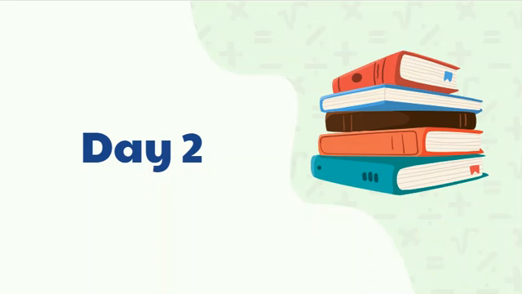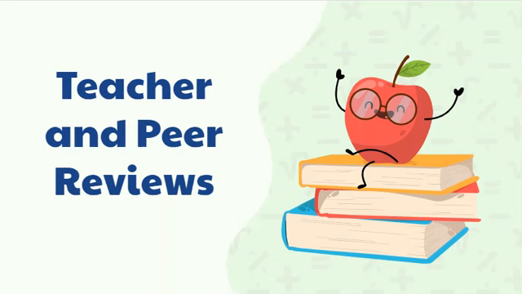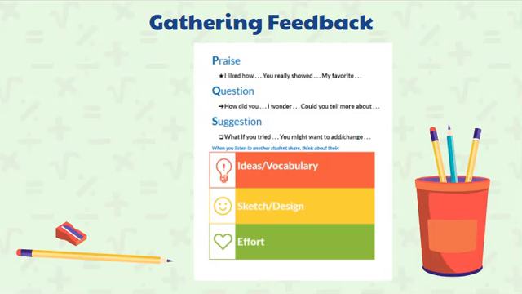Day 2. When possible, make time for feedback. On day 2, students can gather feedback from you and their peers. Have the students turn to the feedback guide located on the last page of the Students' Lit Lab guidebook. Using the sentence and question stems provided, or those that have worked well for you in the past, have students ask others to provide praise, questions, or suggestions. You can also prompt students to focus on specific aspects, such as their ideas, vocabulary, design, and/or effort.